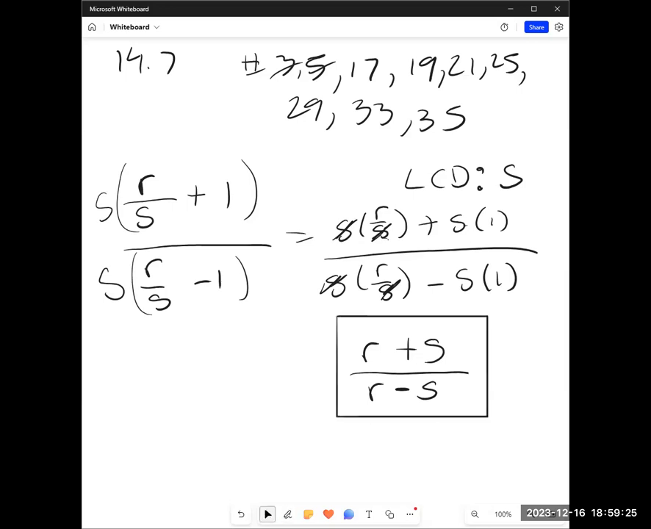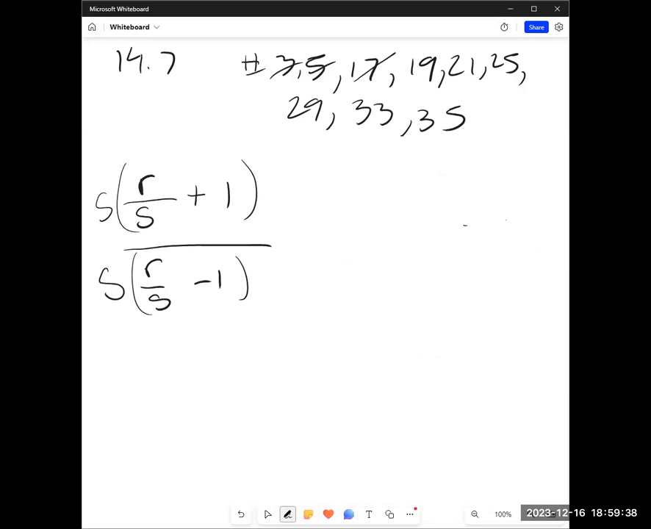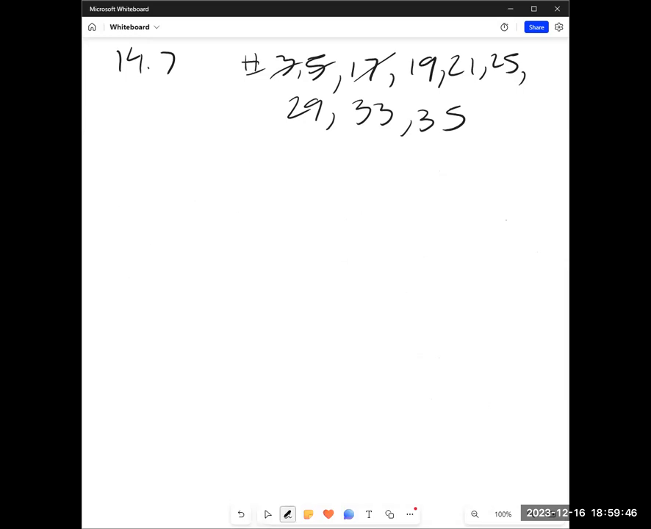Okay. So this is called clearing fractions. Sometimes we would like to clear the fractions, especially when we have addition and subtraction in our complex fraction. Sometimes it's just easier to multiply by the reciprocal when we don't have addition or subtraction there.